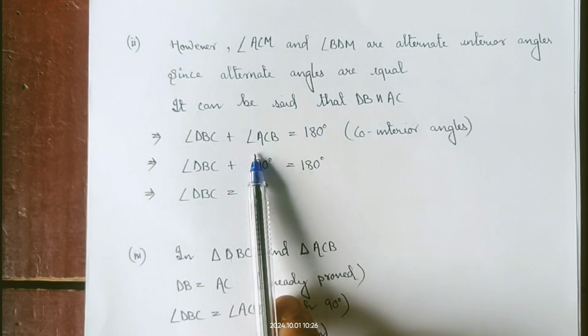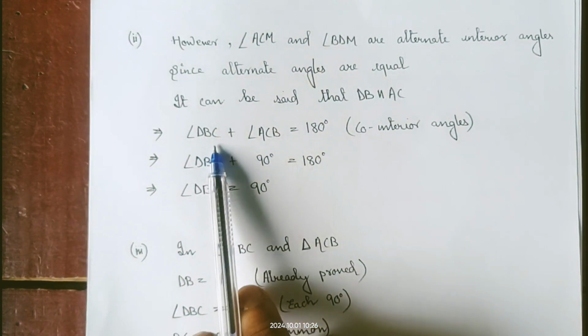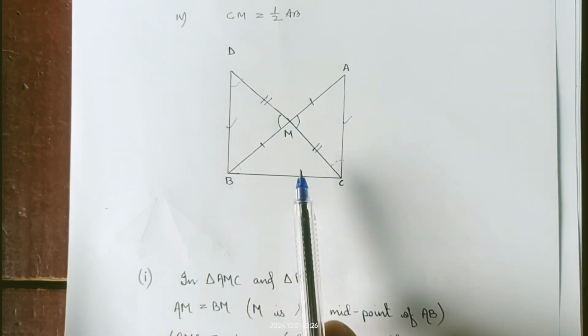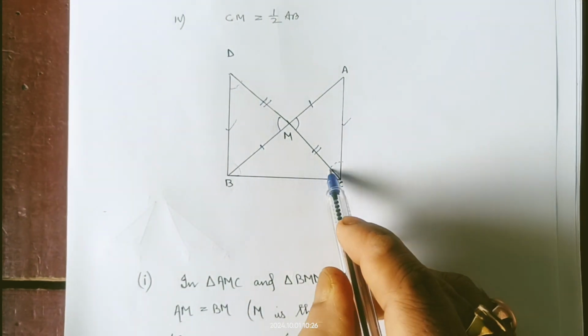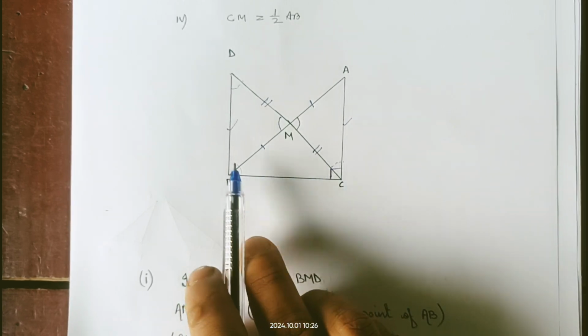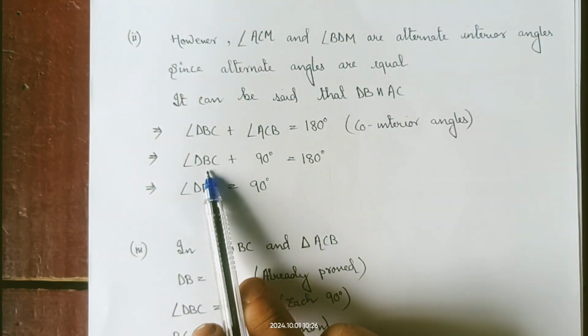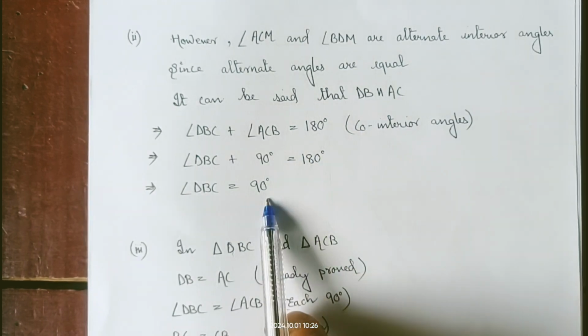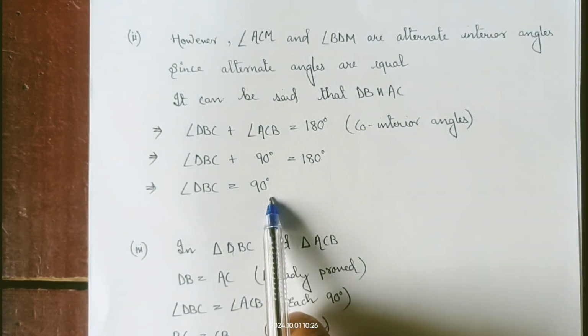Now DBC plus ACB will be 180. DBC we don't know, but ACB is given in the question as 90 degree. The sum of these two will be 180. So this angle also must be 90 because DBC plus 90 is 180, so DBC is 180 minus 90, which gives 90. So this is the second part of the sum.